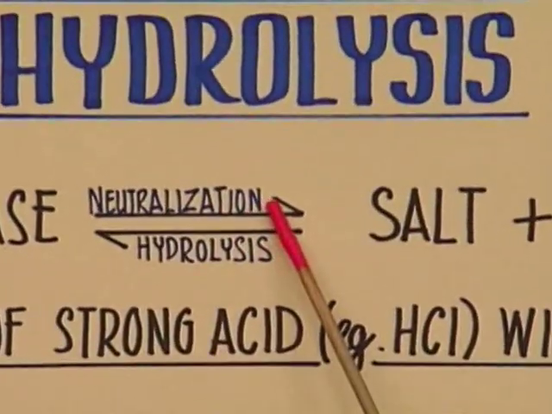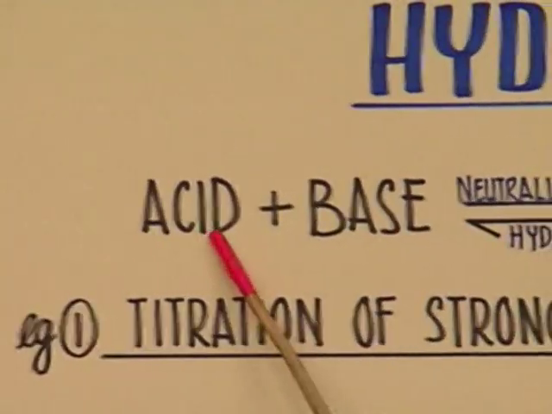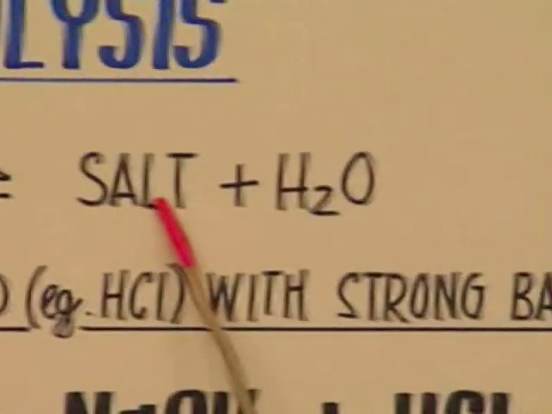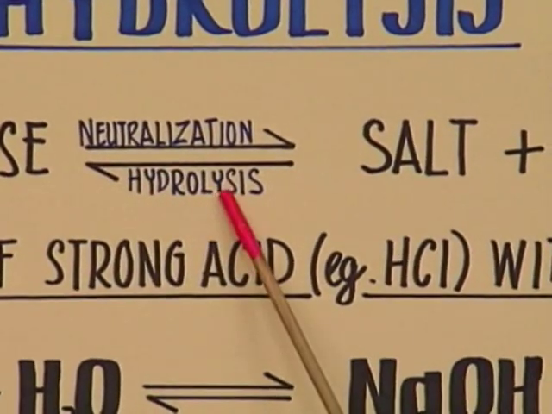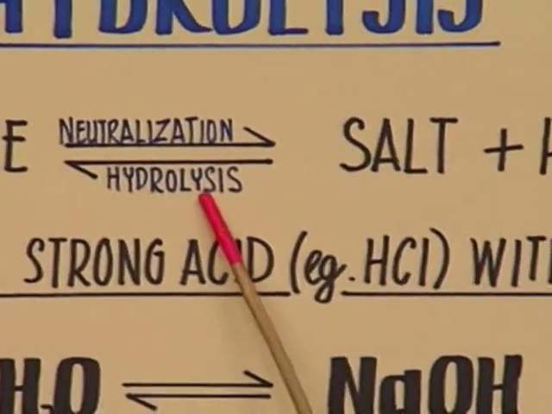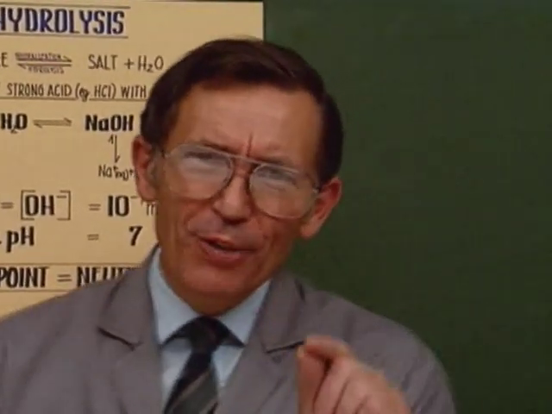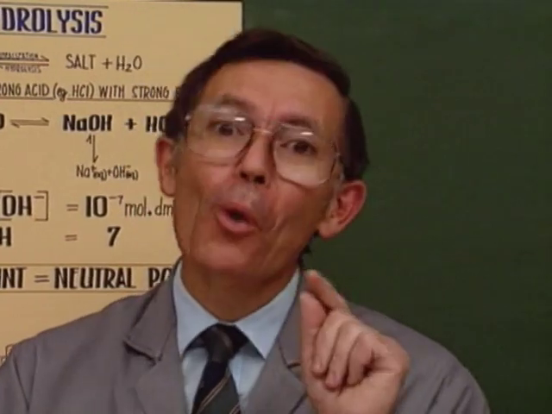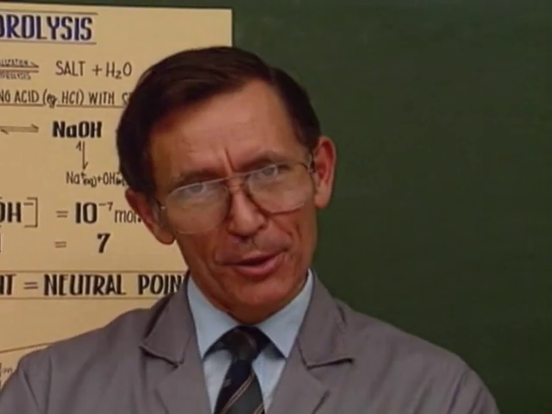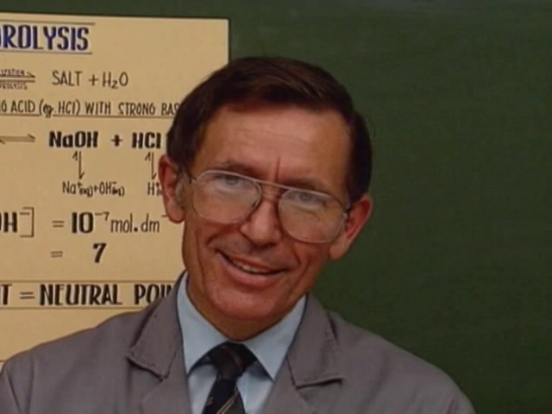Now, neutralization is the reaction between an acid and a base to produce a salt and water. Hydrolysis, however, is the reverse reaction of neutralization. We can therefore define hydrolysis as the reaction between water and a salt, or the ions of the salt, to produce the original acid and base.